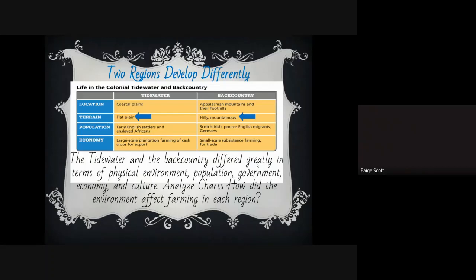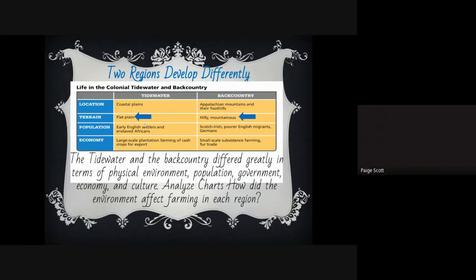So here we're going to analyze charts by answering the question of how did the environment affect farming in each region? Now with the Tidewater region, that was located in the coastal plains, the terrain was a flat plain. Population was early English settlers and enslaved Africans, with the economy of large-scale plantation farming of cash crops for export. Pay attention to the blue arrow, and we'll see that there is the answer to our question.